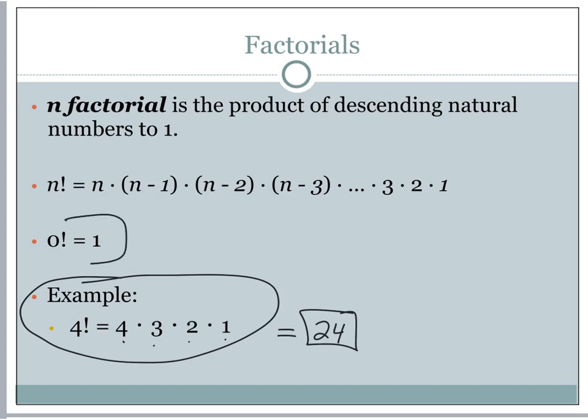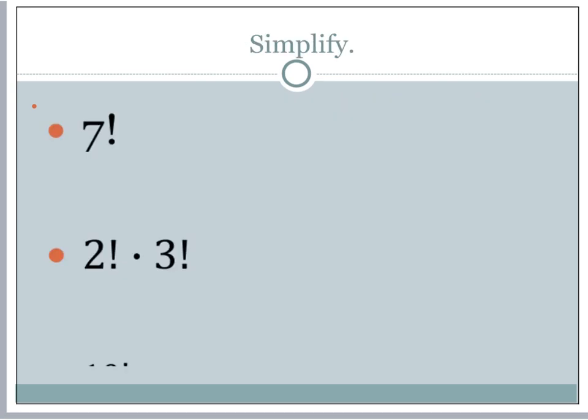This is a special case: 0 factorial equals 1. That's one of those special cases that you should memorize. It's the same idea as something raised to the 0 power equals 1 as well. So simplifying 7 factorial, we can do 7 times 6 times 5 times 4 times 3 times 2 times 1, and you can type that in your calculator to simplify. I'm going to skip this one.